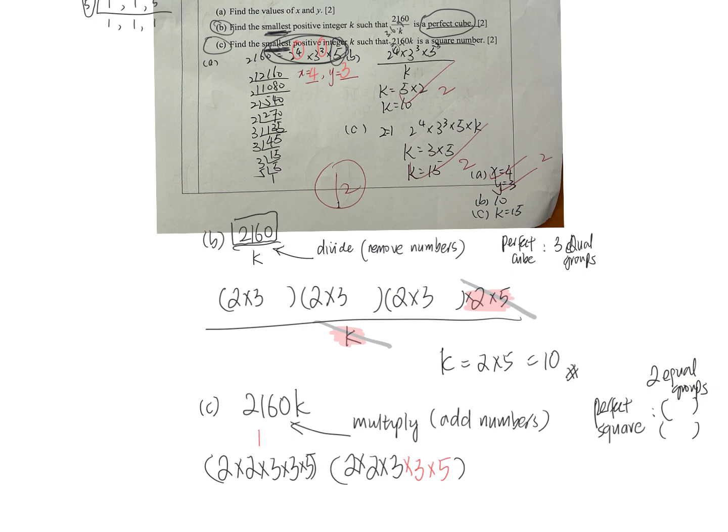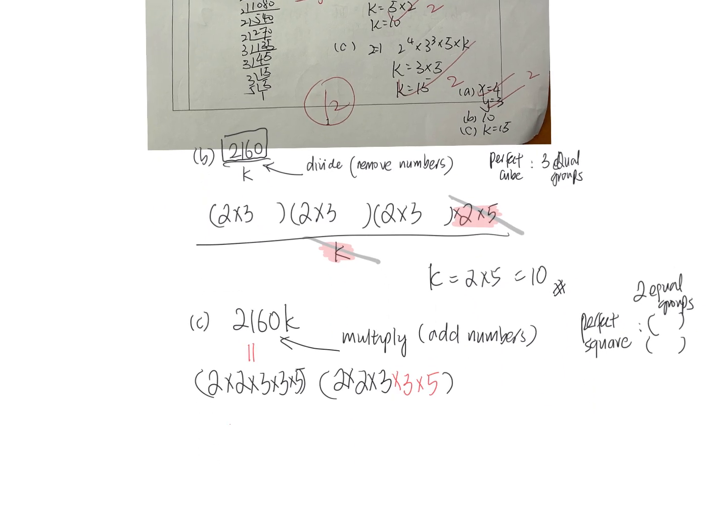So if you look at these two, what is the number that I have added in? 2160 are all the black numbers I have here. And K has to be the 2 red numbers that I've added in. So K is just 3 times 5, which is 15. Okay, so 1 mark here, 1 mark for showing the working. Okay? So this kind of question O-level likes to ask.